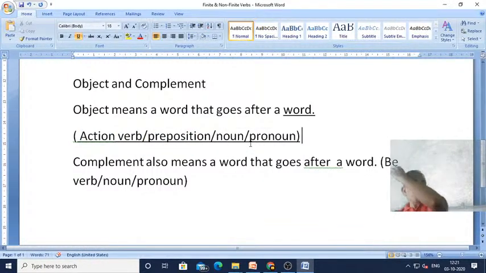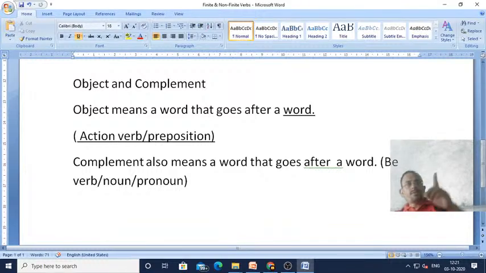So noun, pronoun, let me remove here. Why? Because whenever it goes after noun, pronoun, it becomes complement actually. So noun, pronoun we can use in case of complement, but in case of object I will write only after action verb or preposition also.